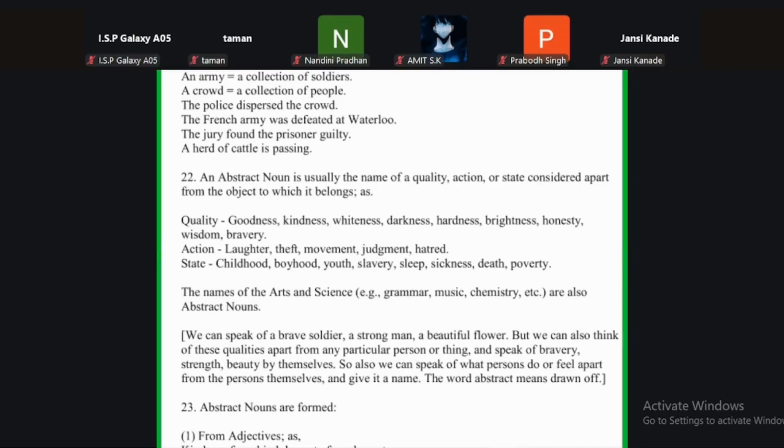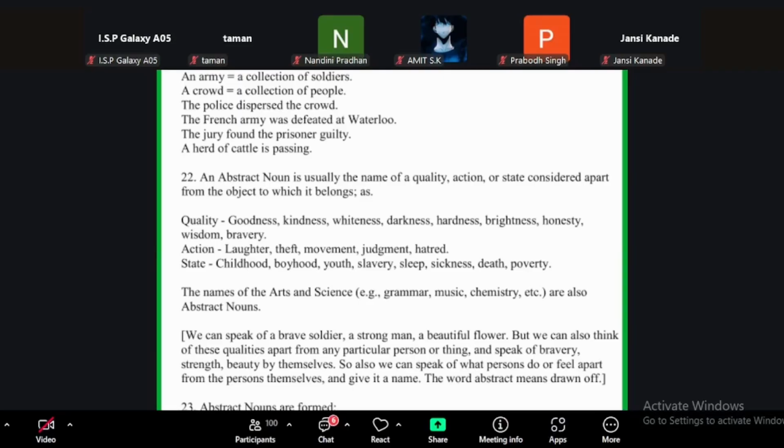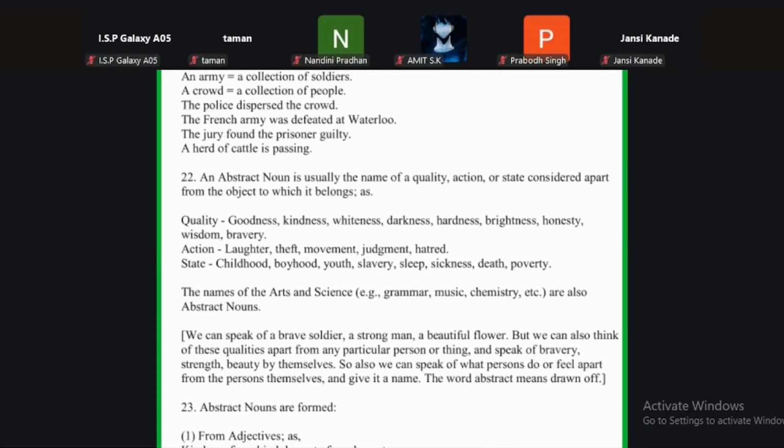So it gets confusing for students to understand how you convert a common noun, a verb, or an adjective into an abstract noun. That is something we're going to look at. The three different types of abstract nouns listed in front of you are quality, action, and state. Action: laughter, for instance, theft, movement, etc. State: childhood, boyhood, etc. The state that a person is in, including death and poverty, by the way. All of that becomes your abstract noun.